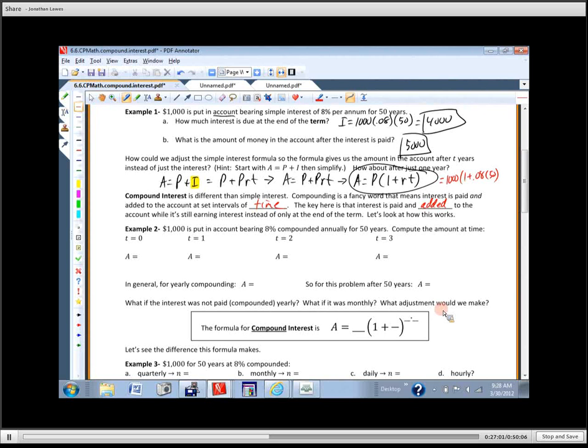Now we're going to start off with a very easy example. We're just going to say it's compounded yearly, or compounded annually. So here's the example: $1,000 put in an account bearing 8% interest, compounded annually for 50 years. It says compute the amount at this time. So we're going to use this formula right here.